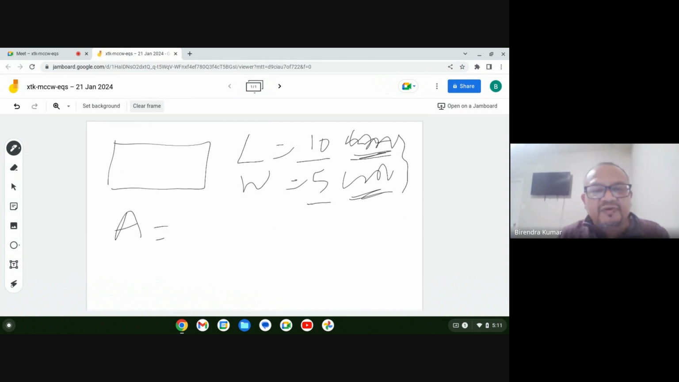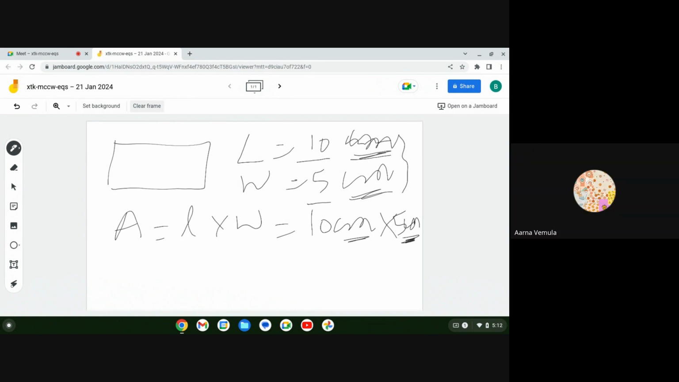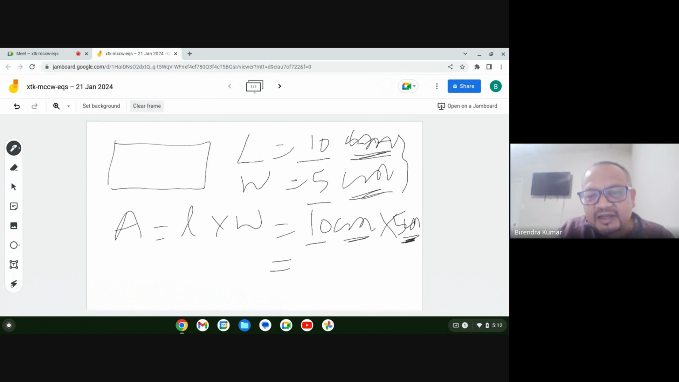Now, the question is asking me to find out the area. So I know area is length times width. So length is 10 centimeter times width 5 centimeter. It is very important to write the unit. When you write the unit, then you'll say, okay, I can multiply a number with a number. So 10 times 5 is 50. Now I have a centimeter here and a centimeter here. What does it become? Centimeter square.